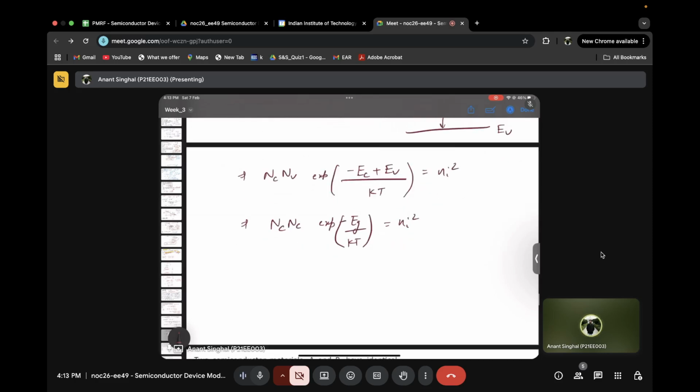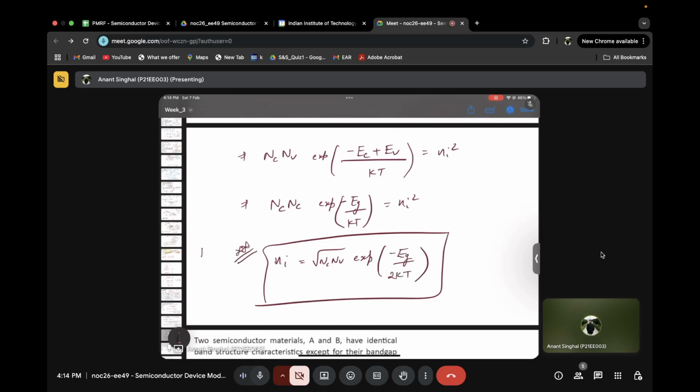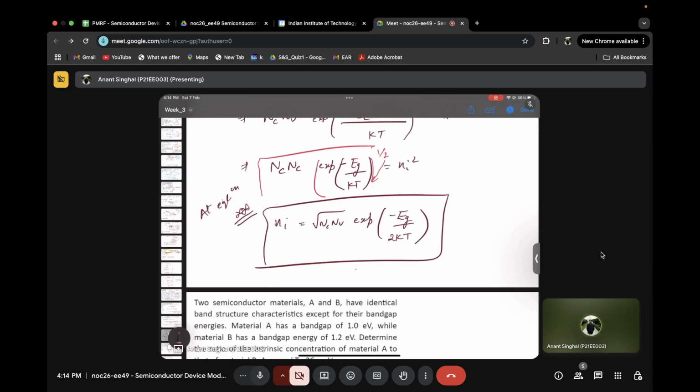So I can calculate ni easily from here, which is under root NcNv exponential of minus Eg over 2kT. Is this clear to everyone? This is only applicable at equilibrium. Any doubts in this? Because of this under root, I need to put under root, right? So if this has a power of 1 by 2, this 2 will come down, right? Any doubts, anyone?